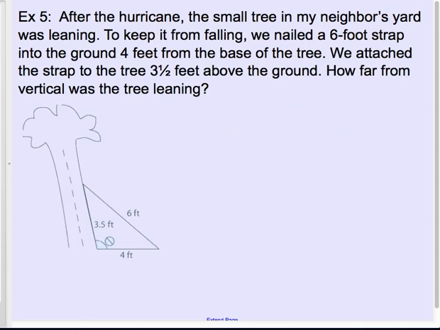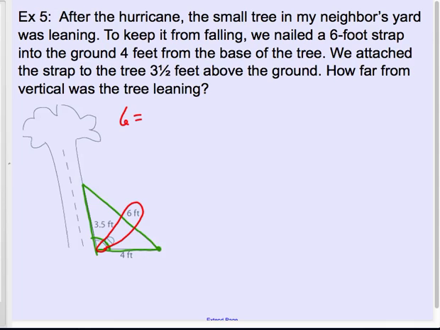And our last one, we've got this hurricane bending our poor tree. So to keep it from falling, they nailed a 6-foot strap, so here's the strap, into the ground 4 feet from the base of the tree. They attached the strap 3.5 feet above ground. So the question is, how far, this angle right here, how far was our tree leaning? So we know all 3 sides, so what we need to figure out is which side is our A. That would be the one across from the angle that we're solving for.